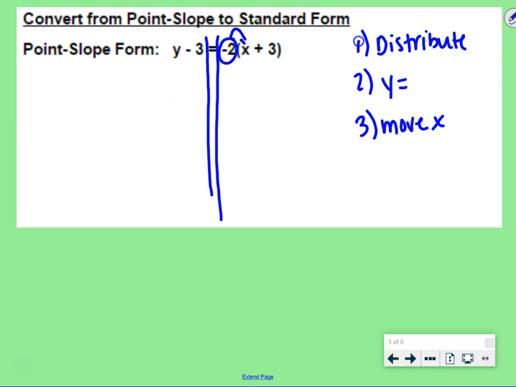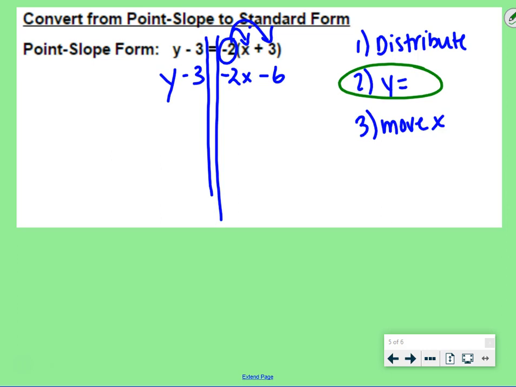Take the negative 2 to the x and the 3. Negative 2 times x is negative 2x. Negative 2 times 3 is negative 6. Watch your positives and negatives. Next step, y equals. Get it to be y equals.